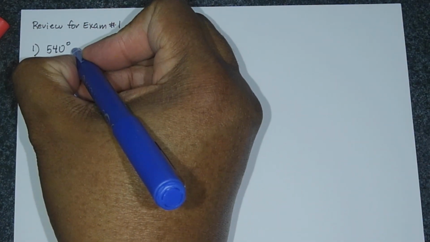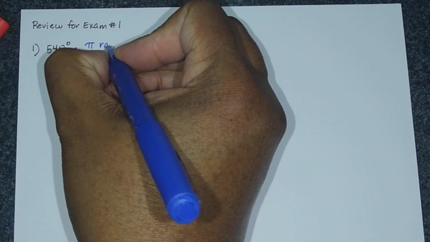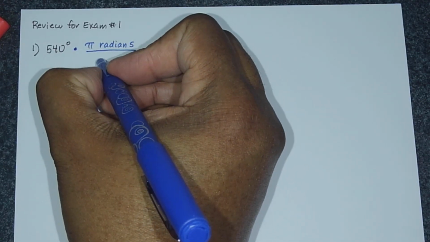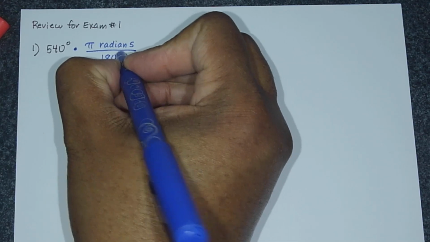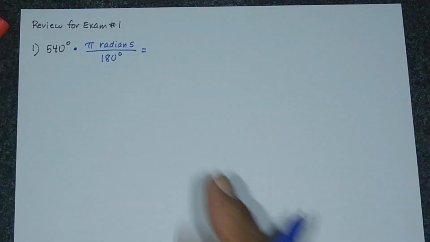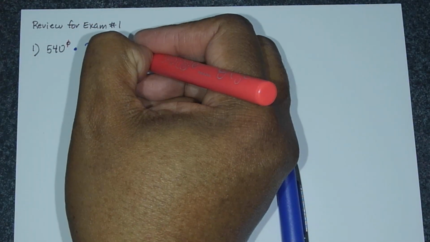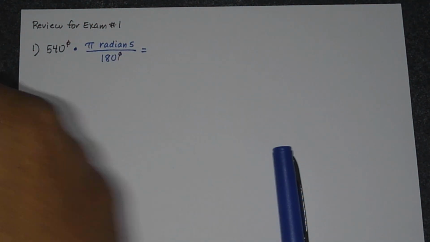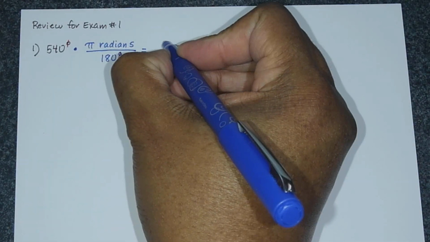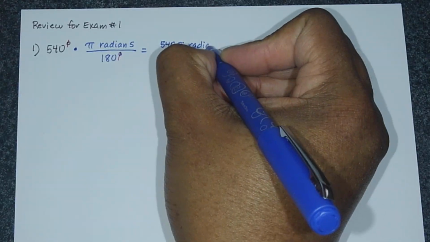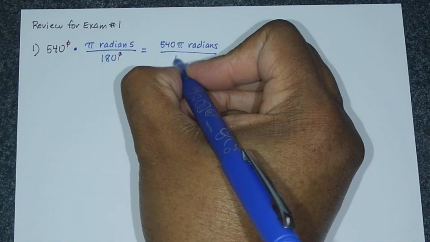The way we set that problem up would be to do this. We have 540 degrees, so we're going to use that ratio of pi radians over 180 degrees. Now you're going to see that the degree symbol divides out. So here you're going to have 540 over 1 times pi, which would be 540 pi radians over 180.